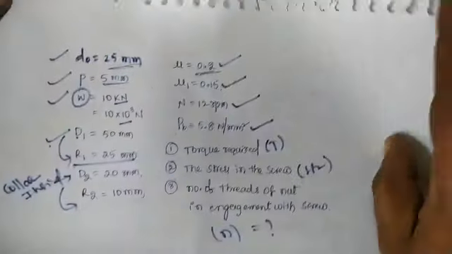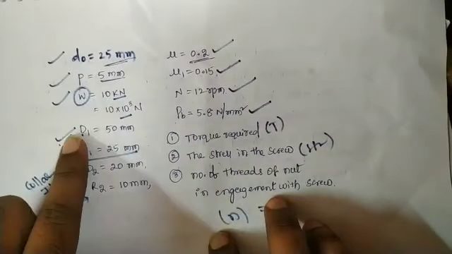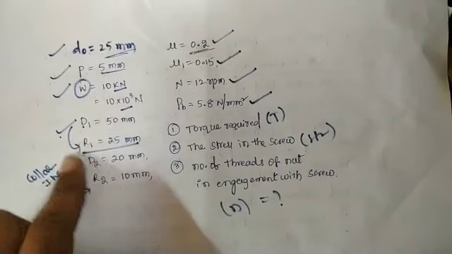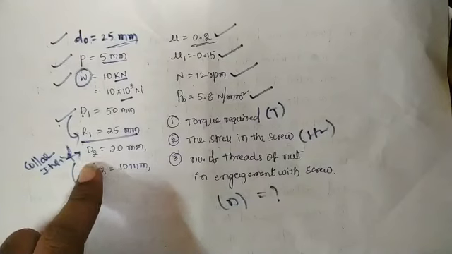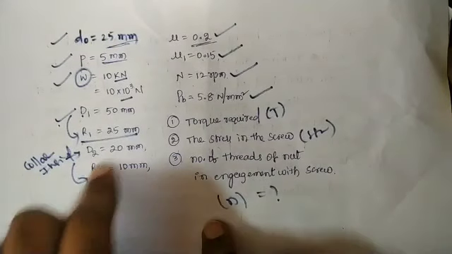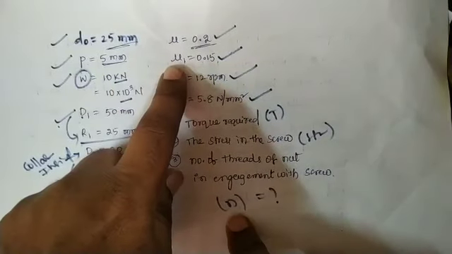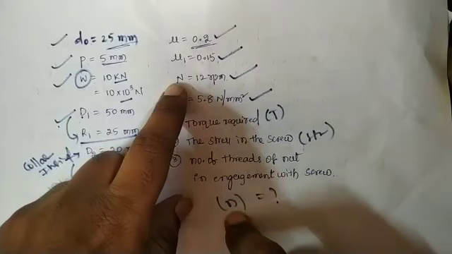So this is the given data. D naught means outer diameter, pitch, load, axial load. So outer diameter of collar, outer radius of collar, inner diameter of collar, inner radius of collar, the coefficient of friction between the screw and nut, coefficient of friction with the collar, n means speed.